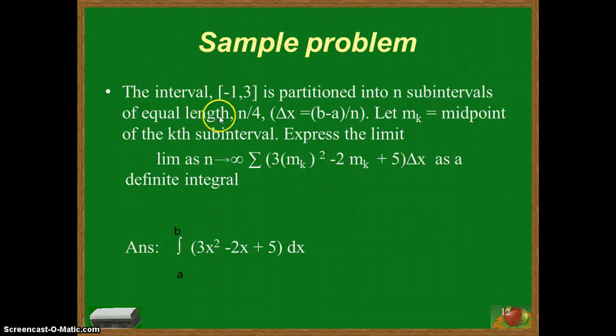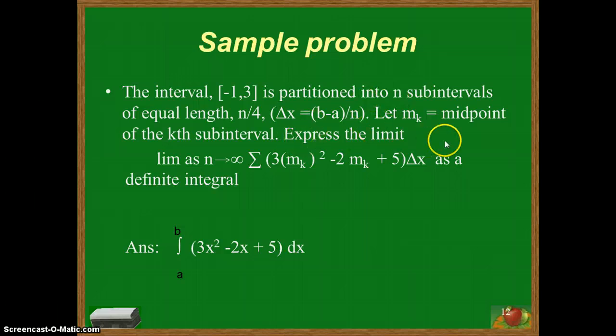And actually, I see this should really be 4 over n. That's a typo. It should be 4 over n because 3 minus negative 1 is 4, and in this case we have 4 rectangles, and so we're going to have a delta x of 1. Okay?